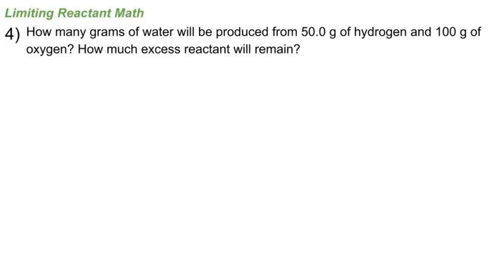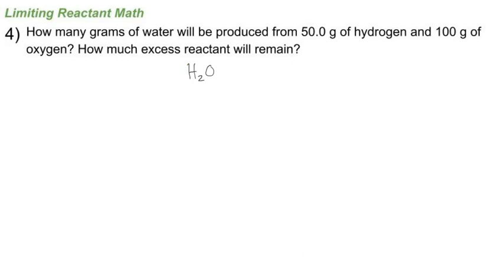This next problem asks us how many grams of water will be produced from 50 grams of hydrogen and 100 grams of oxygen, and how much excess reactant will remain. So first we will start out by writing the chemical reaction. How many grams of water will be produced? We are making water, that's going to be our product. From 50 grams of hydrogen, so one of our reactants is going to be hydrogen.